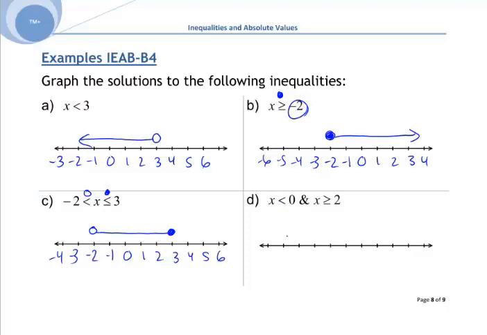Here I have x is less than 0 or x is greater than or equal to 2. So let's put 0 here, 1, 2, 3, 4, 5, 6, 7, negative 1, negative 2, negative 3. X is less than 0, so that's an open circle, or greater than or equal to 2, closed circle. So an open circle at 0, x can be anything less than it, and a closed circle at 2, and it can be anything greater than it.